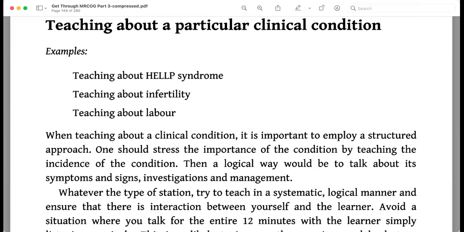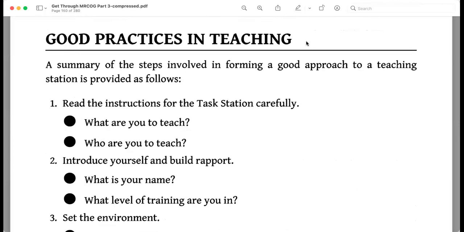Be ready, my friends, to teach anything that might appear in the exam, even without tools, like you don't need to demonstrate, because this is actually an emergency situation. Like teaching shoulder dystocia, it can come with a model, sometimes not, but you have to be ready for all of such stations. Good practice in teaching.